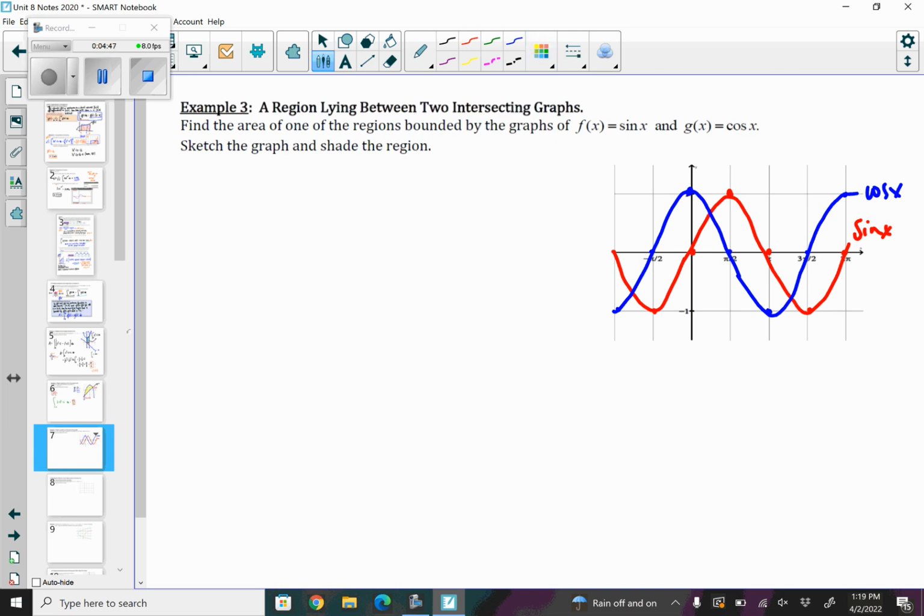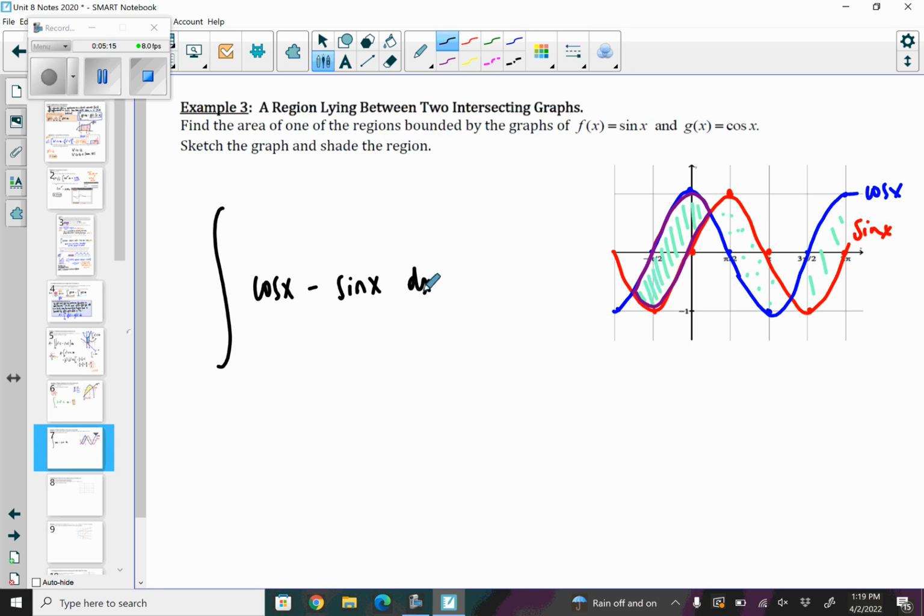They say find the area of one of the regions bounded. So notice this area right here is going to be the same as this area right here, which is the same as this area. They are only asking for one. I am going to focus on this right here. So I can see from my graph the upper function is cosine, the integral of cosine x minus sine of x with respect to x.